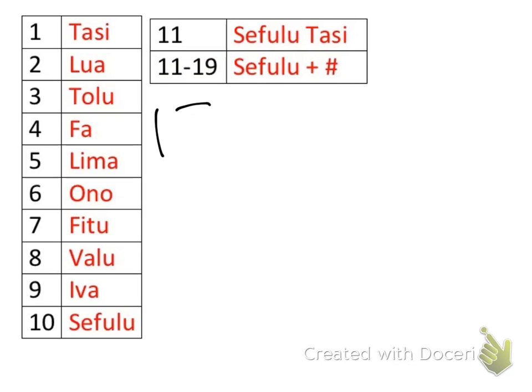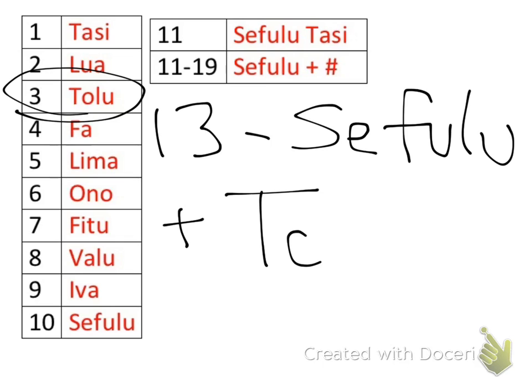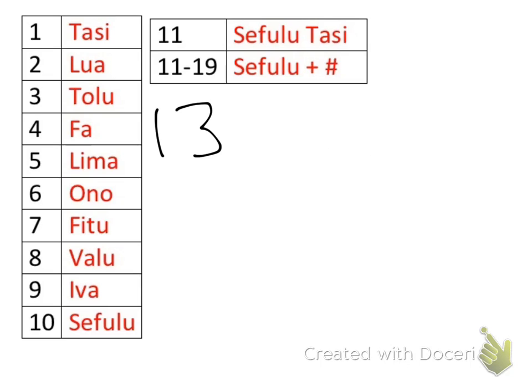So we'll do 13, okay? The first number I add is in the tens place, right? Sefulu, this right here is in the tens place. Or if you just want to remember 11 through 19, you start with Sefulu. And then I add the number here. This number right here is 3, and the number for that in Samoan is Tolu. So Sefulu Tolu is 13. Okay? Awesome. I'm going to ask you to do 14 through 19 on your own, and I encourage you to try that now.